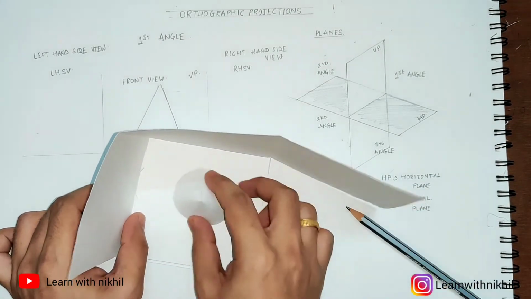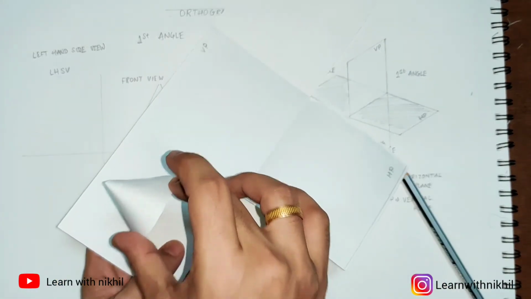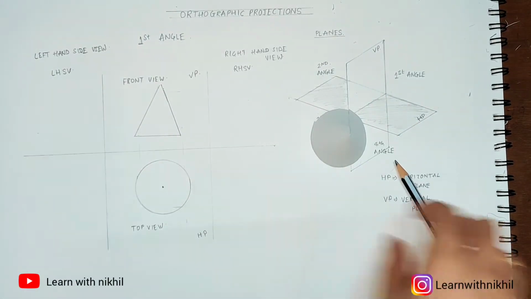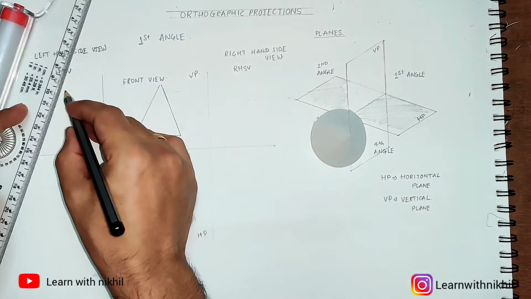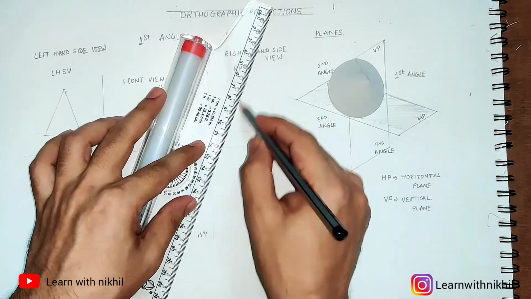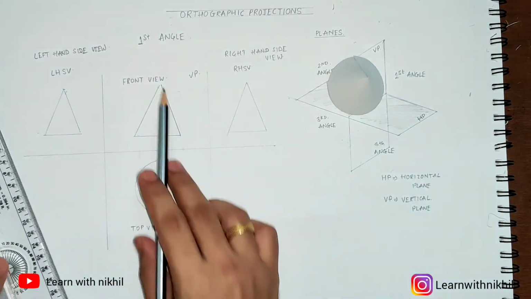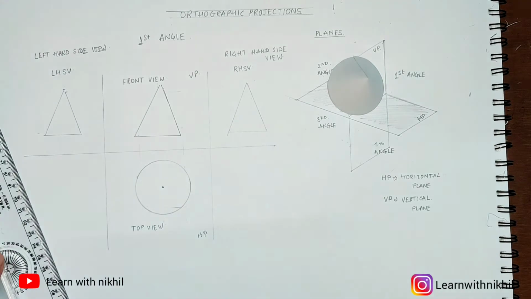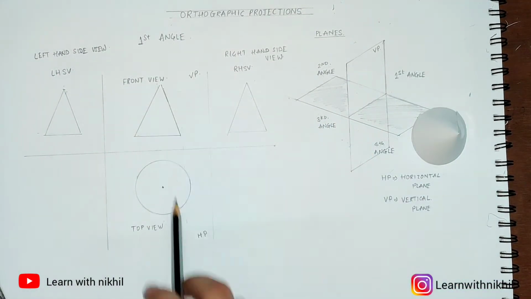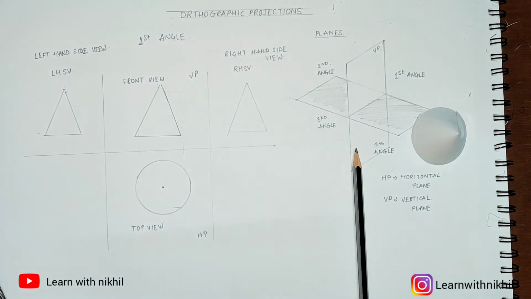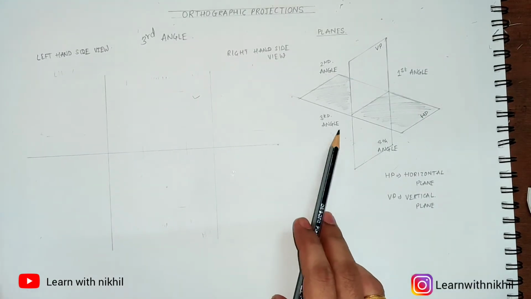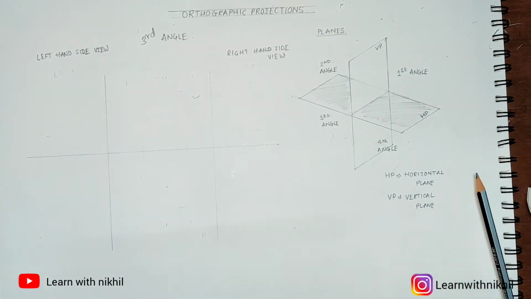Now if you look from the right side, the image will form on the left hand side view, and from the left, the image will form on the right hand side view. And on both sides, it will look like a triangle. So with this, we have done the front view, top view, LHSV and RHSV, that is left hand side view and right hand side view. This all has been done in the first angle method. Now the same sums we are going to do in third angle method.